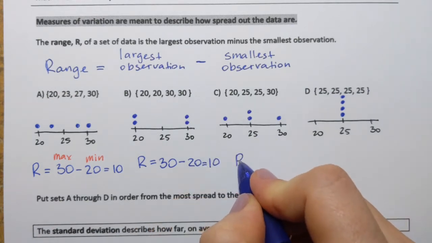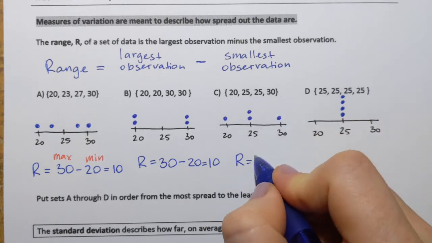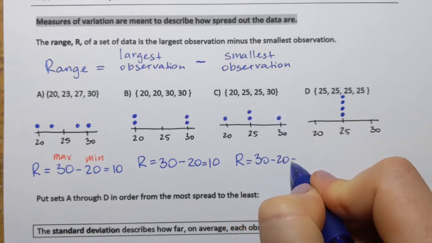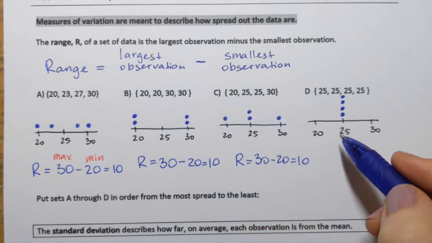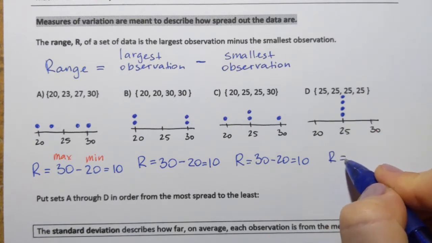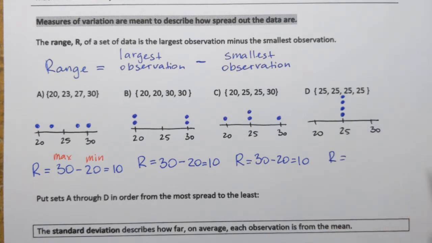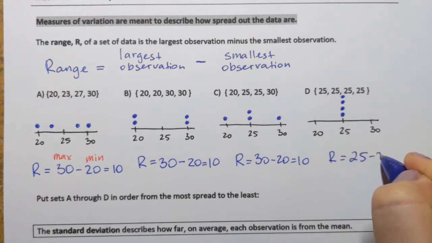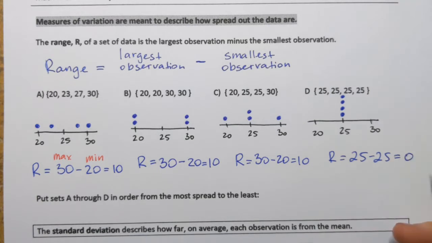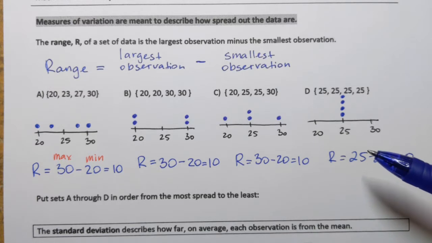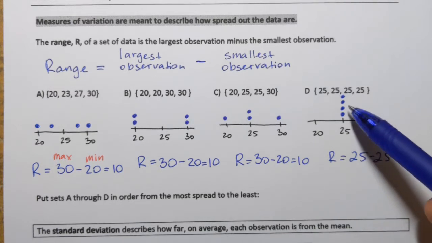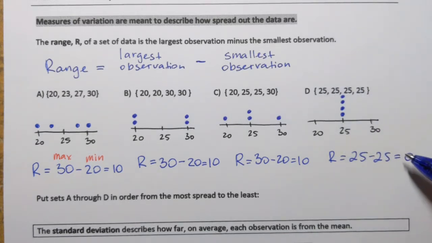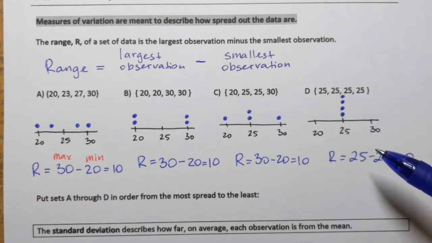Set C. Again, it's 30 minus 20, which is 10. And for the last one, well, they're all the same value, so I don't really have largest and smallest, so I'll just do 25 minus 25. They're both largest and smallest at the same time, so 0. And I think the word range itself is pretty intuitive. And I think you would agree that the range for this set is definitely 0. There is no spread here at all.